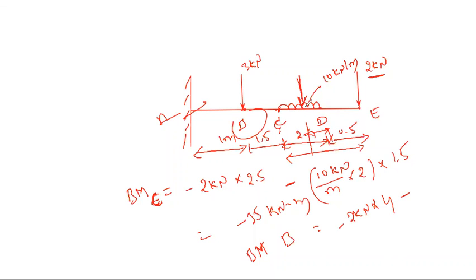From here, what we need to do first is convert the 10 kilonewton per meter into the distance, which is 2 meter. Once we convert this, next we need to write this is nothing but force. Next the distance. The distance is how much? WL square by 2 is the formula. WL square by 2.